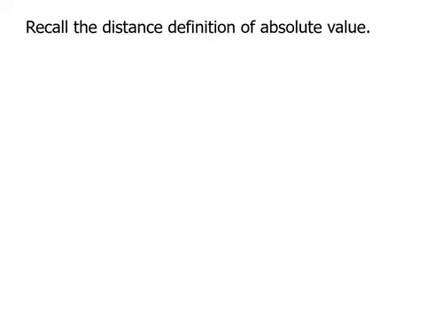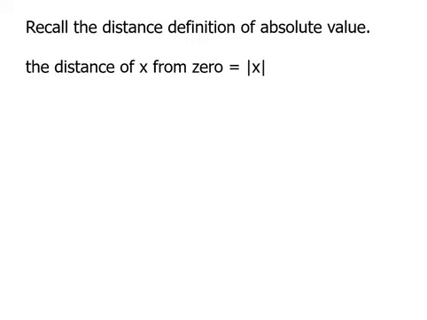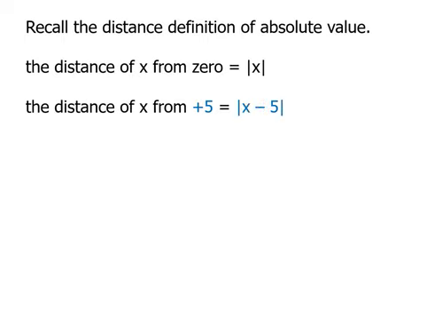So recall the distance definition of absolute value. The distance of x from 0 is the absolute value of x. We take the absolute value of any number on the number line, we get its distance from 0, distance from the origin. If we want the distance from positive 5, well, then we have to subtract. Subtraction is the basic way that we find distance. We subtract and take the absolute value.